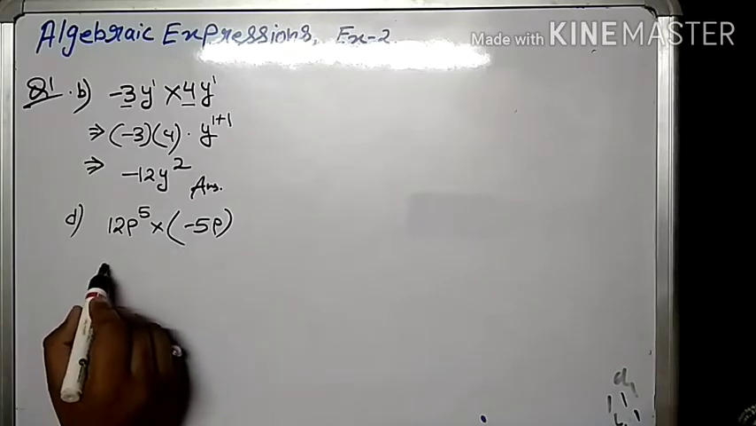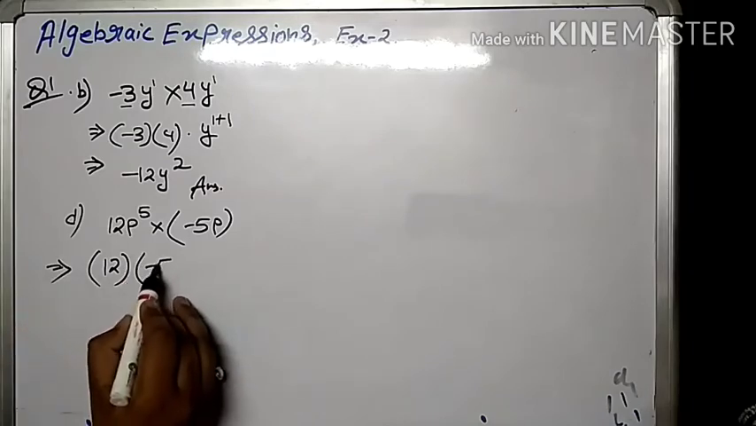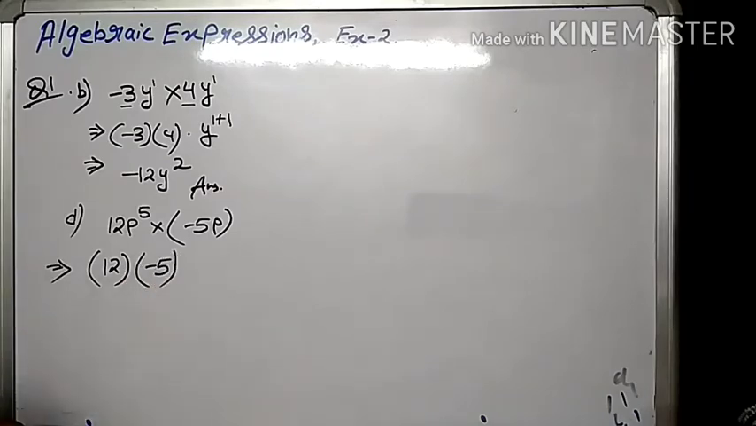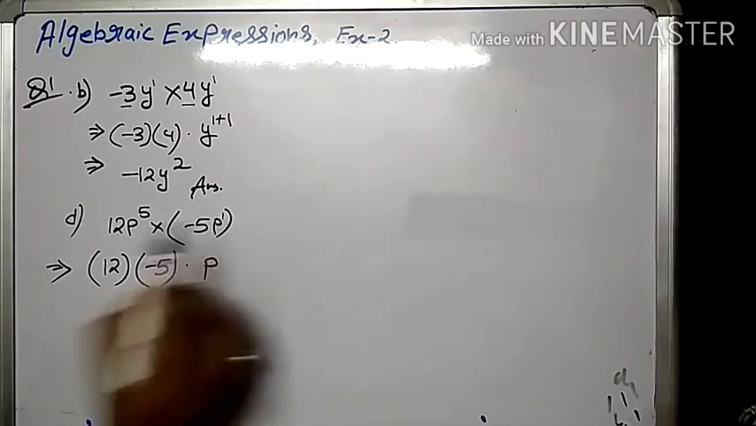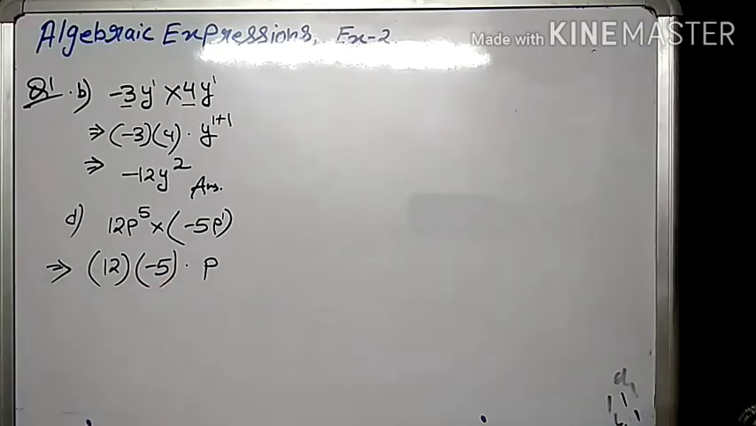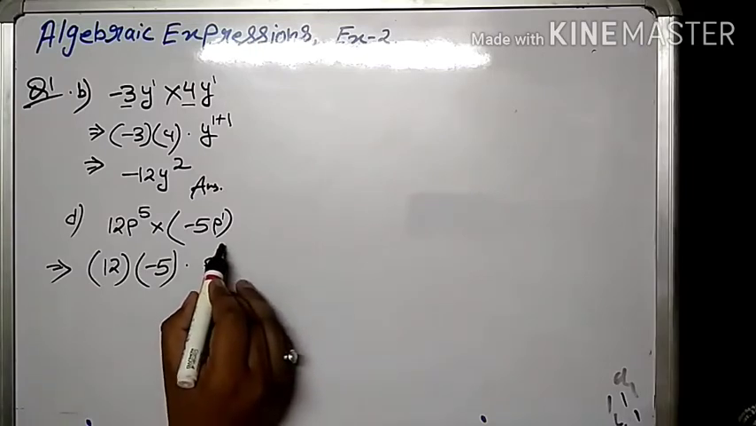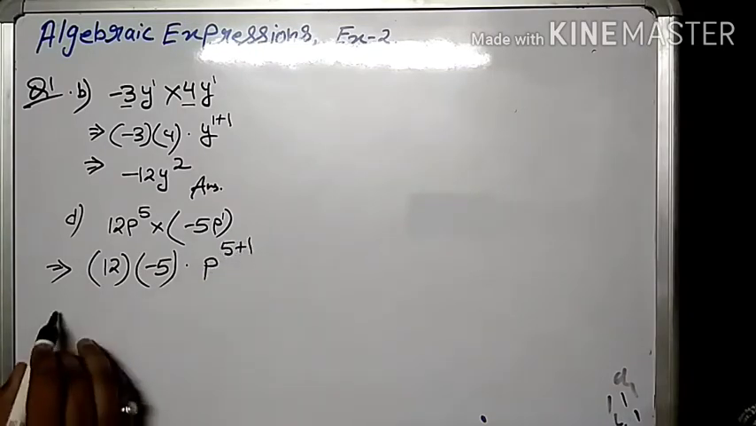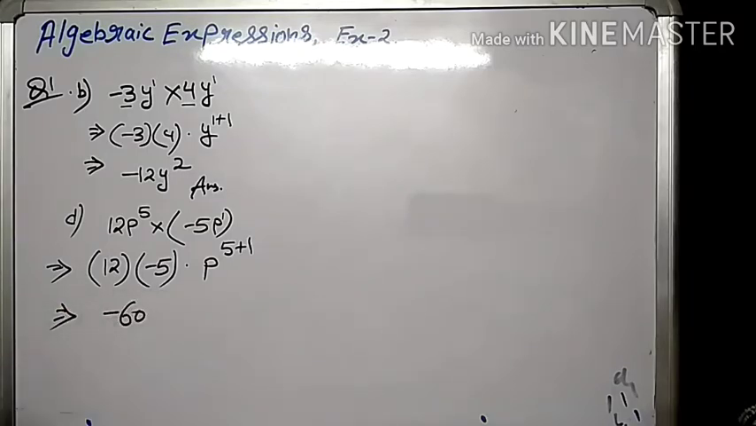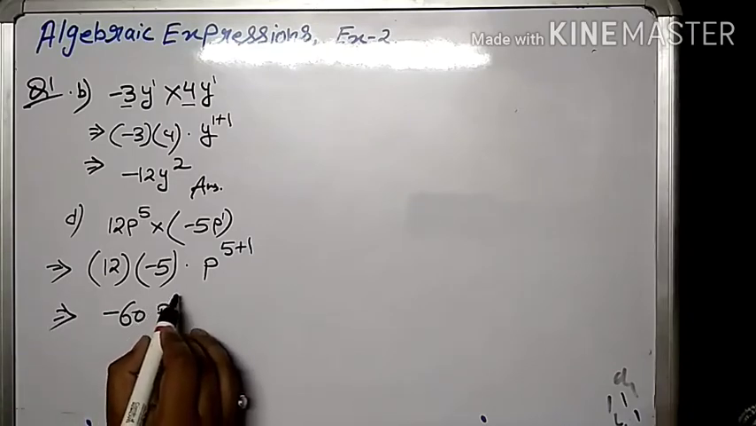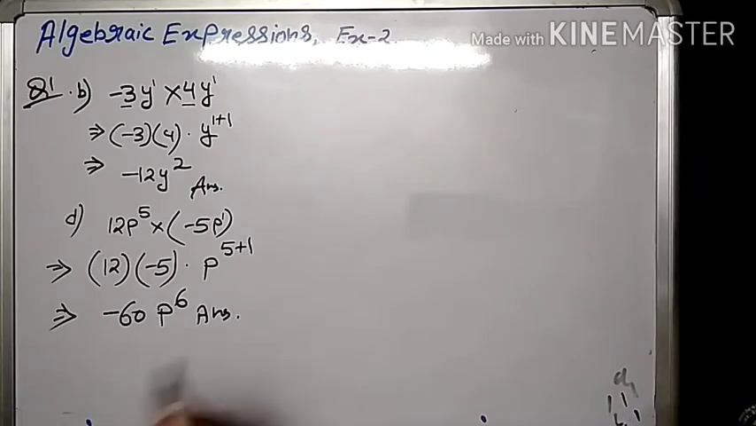Now when we will multiply, again the same thing, 12 multiply with minus 5, we will take the negative term with the constant value, then dot p. Again what I said, the number which is not having any power, we take it as 1, that is p to the power 5 plus 1. It will equal to 12 fives are 60, that is minus 60 p raised to the power 6. This is your answer. Got the point?